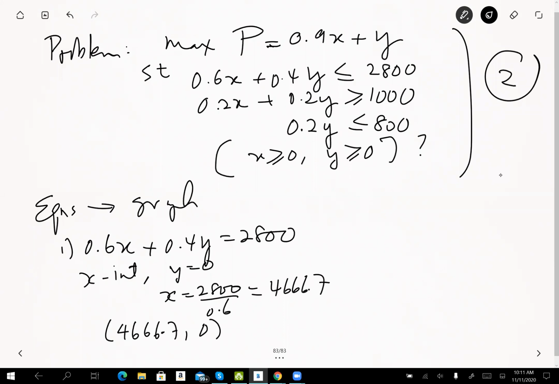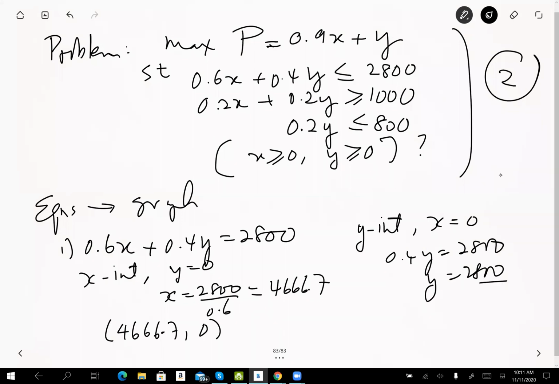So therefore, the x-intercept is 4666.7, 0. And then you get the y-intercept, meaning x equal to 0. So you got 0.4y equal to 2800. Y equal to 2800 divided by 0.4, that is equal to 7,000. So that point is 0, 7,000. Now you have to do it for each of these. I will just do this one. The other ones I don't do because I want to save time. So you do the other ones, same thing.